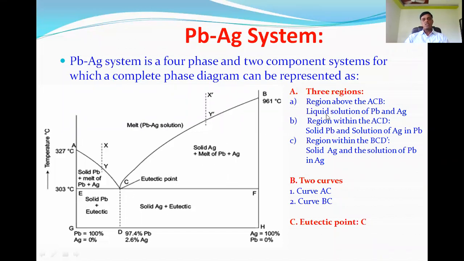Okay, now this is all about the explanation of these three areas. Within 2 to 3 lines you have to explain the areas. Okay, region above ACB, if you remember this slide only, you can easily write.